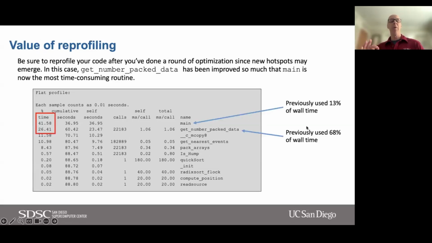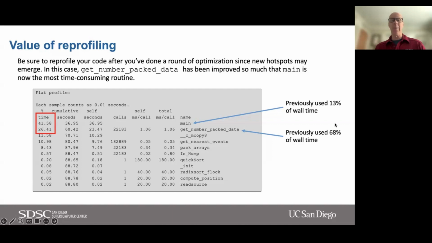So once we've profiled our code, we can dive in and start optimizing routines, but I'm going to say it's really important to go back and reprofile your code after you've done a round of optimizations, since new hotspots may have emerged. So in this case, I was able to improve the performance of get number packed data so much that it is no longer the most time-consuming routine. You'll see that it's now dropped down to second place.